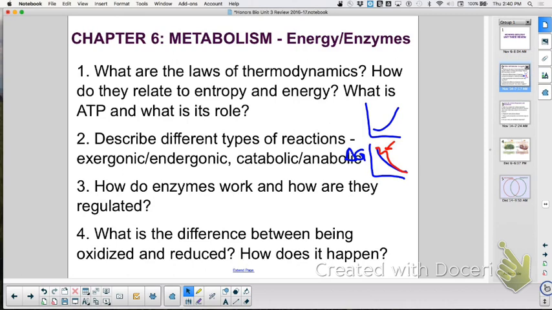If you hook up with hydrogen, hydrogen tends to give up its electron, and so you will be reduced. Conversely, if you break up with hydrogen, you will become what? Oxidized. Oxygen is very electronegative, tends to pull on electrons, so if you hook up with oxygen, you will be oxidized. If you break up with oxygen, you will be reduced.